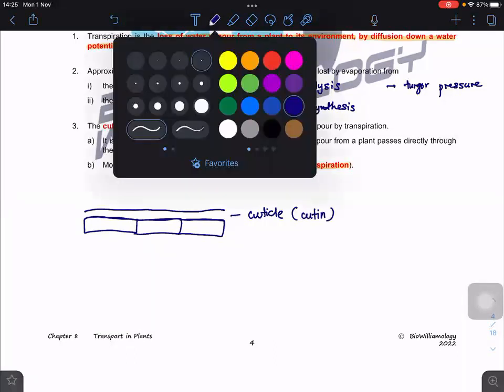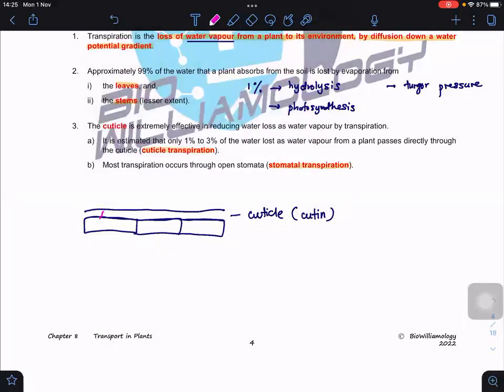This means that water molecules can still evaporate through tiny pores in this cuticle and out of it. The evaporation this way must be as water vapor. As long as the plant loses water in the form of water vapor, this is a form of transpiration. About 1 to 3% is lost through this, which we call cuticular transpiration. And the remaining is through the opening of the stomata.